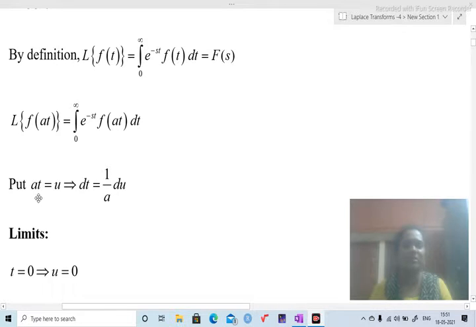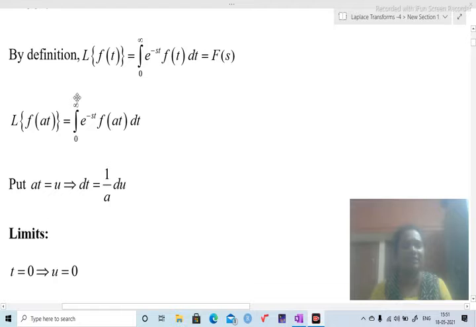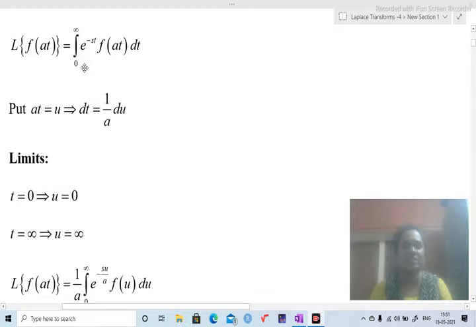That is, put at equal to u. Then dt equal to 1 by a into du. Whenever substitution takes place, limits must change. Here, the t limits are 0 to infinity, that is, lower limit is 0, upper limit is infinity. So, t equal to 0, 0 into a is 0 only, so u equal to 0. T equal to infinity, infinity into a is infinity, so u equal to infinity. So, the new limits of u are 0 to infinity.